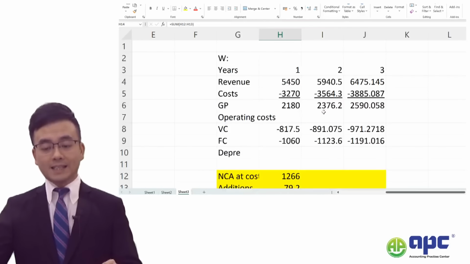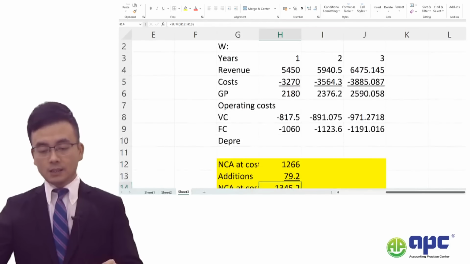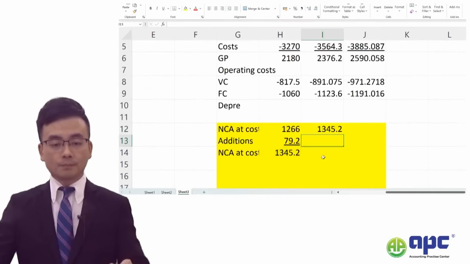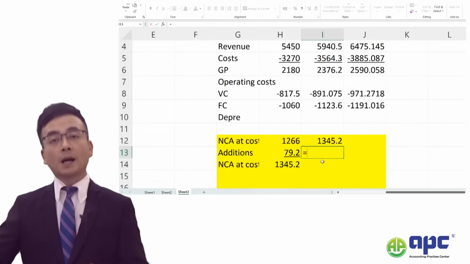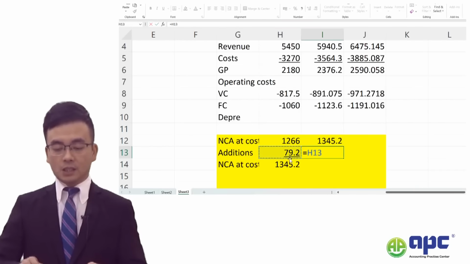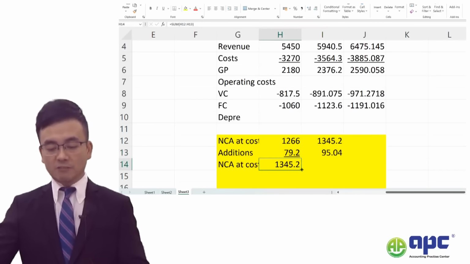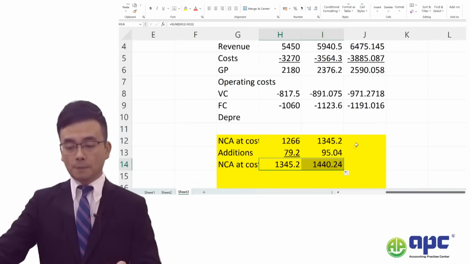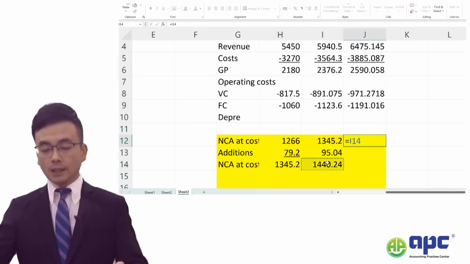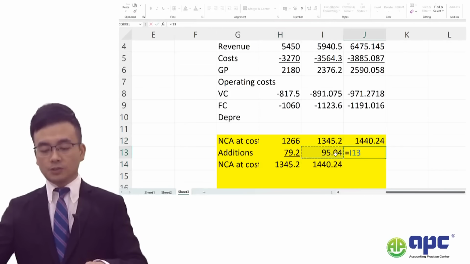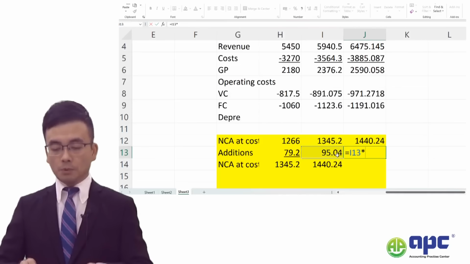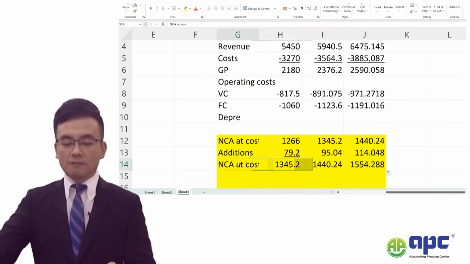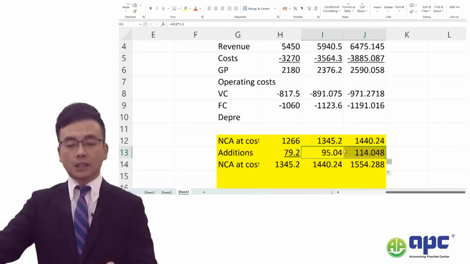So carry this forward to year 2, why not? So equals to 1345.2. Now the additions will grow by another 20%. So this times 1.2. That will give me, just drag it here, that will be 1440.24. So carry this forward, and then equals to this times 1.2. So drag it here. So we've got the revised non-current asset cost there.